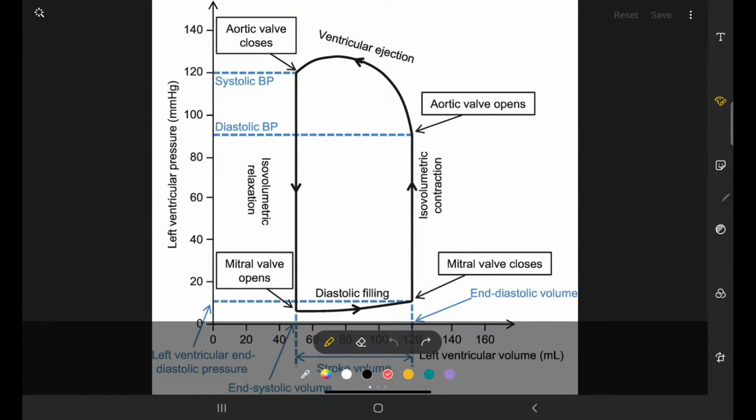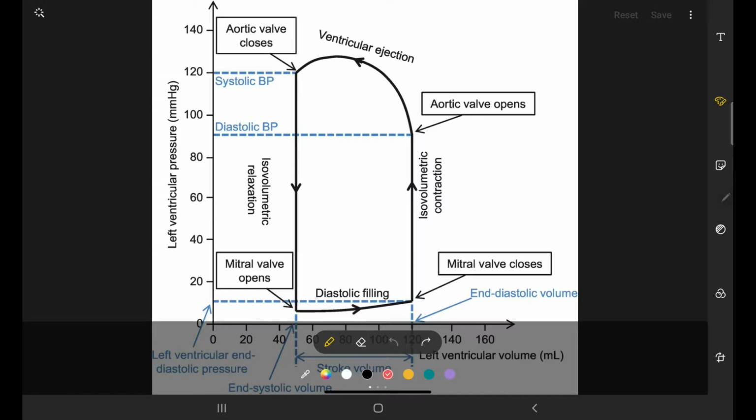All right, so now we are discussing the pressure volume loop. The pressure volume loop is derived from comparing what is happening in the ventricle in terms of pressure against the volume changes that we're able to see. So this is an example of what is happening in the left ventricle.